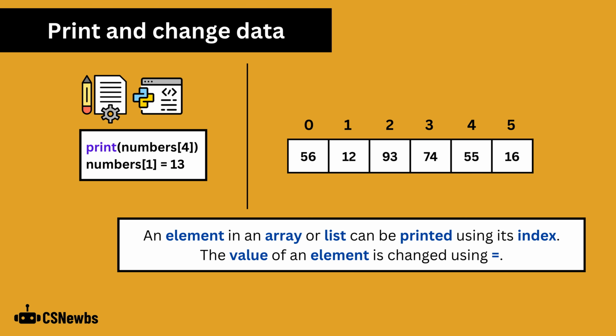An element in an array or list can be printed using its index. Print numbers[4] would print 55. The value of an element can be changed using equals. numbers[1] = 13 will change the value in index 1, which is 12, to 13.